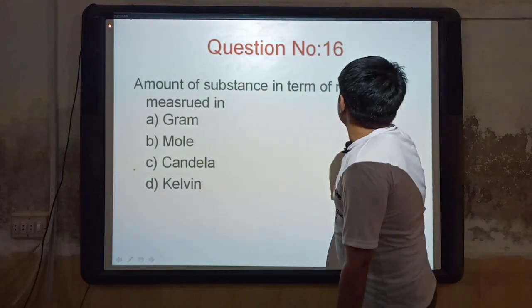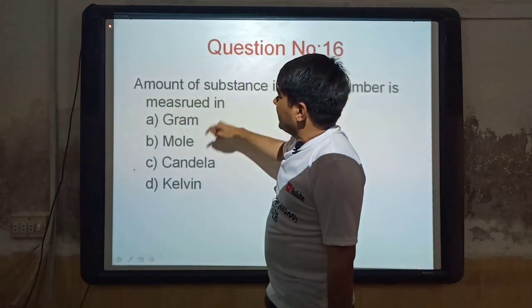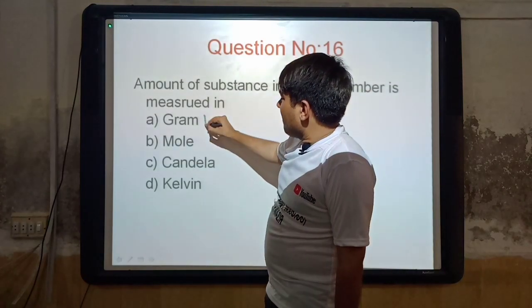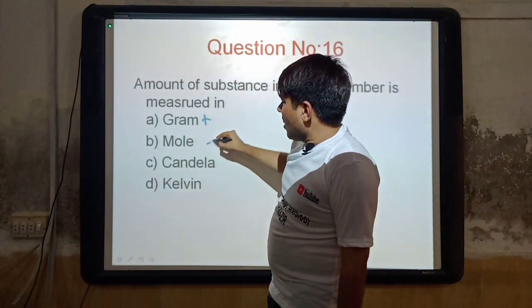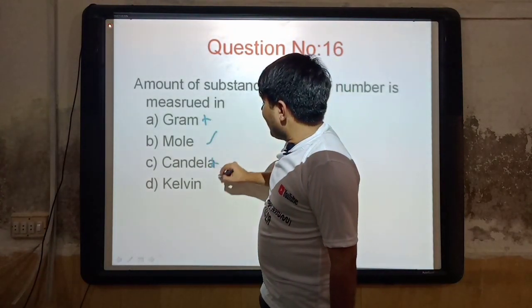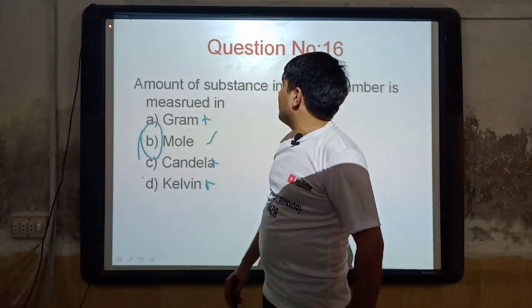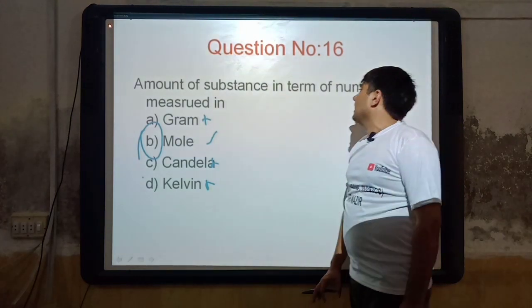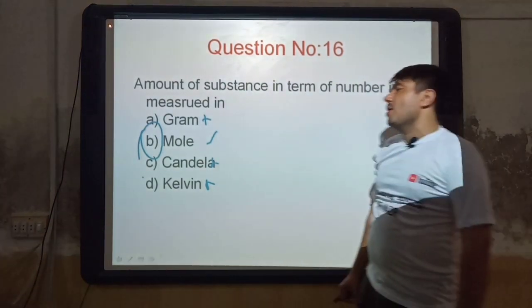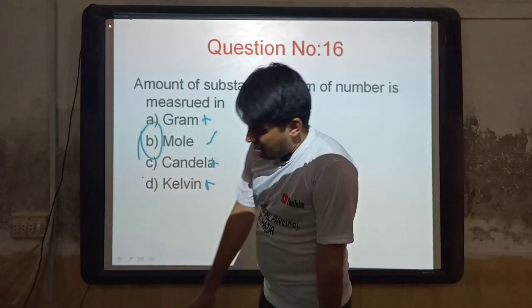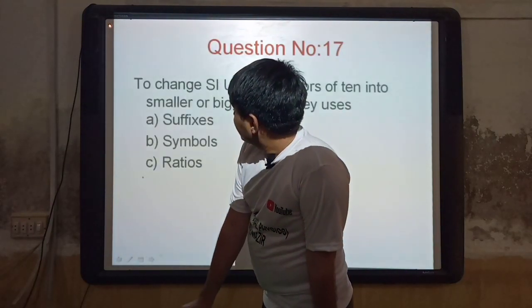Amount of substance in terms of a number is measured in gram? No. Mole? Maybe. Candela? No. Kelvin? No. The correct option is mole. Amount of substance in terms of a number of moles is measured in mole.